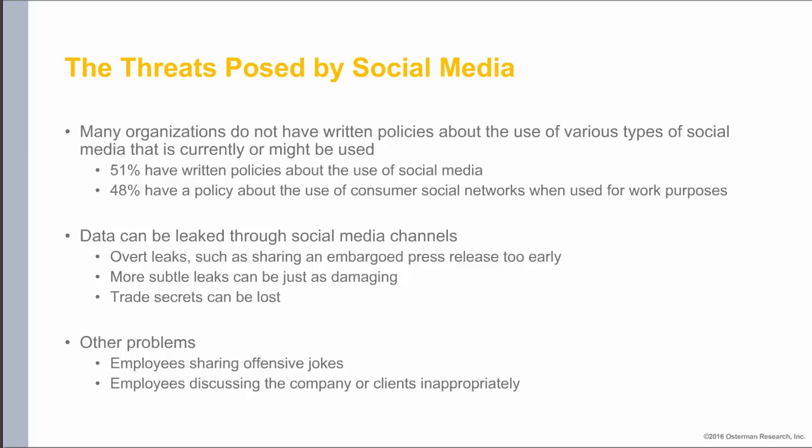We also find that data can be leaked through social media channels fairly easily. There can be overt leaks, such as sharing an embargoed press release too early. And we see that periodically in the trade press. You might see it in a Twitter feed, for example, that somebody has shared information maybe 12 hours or a day or a couple of days too early, in advance maybe of a major conference. And most often these are just mistakes. People maybe queue up something in their Twitter feed and send it too early. Something of that nature. But you can have more subtle leaks as well.